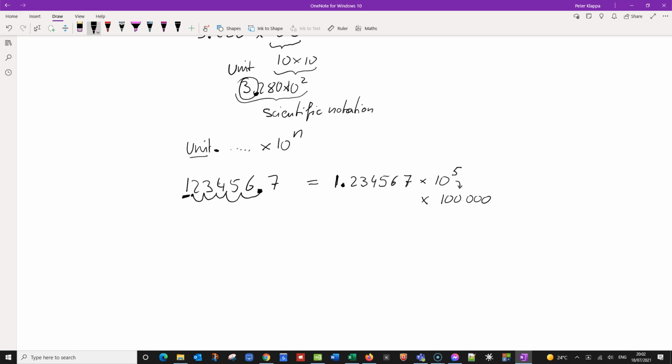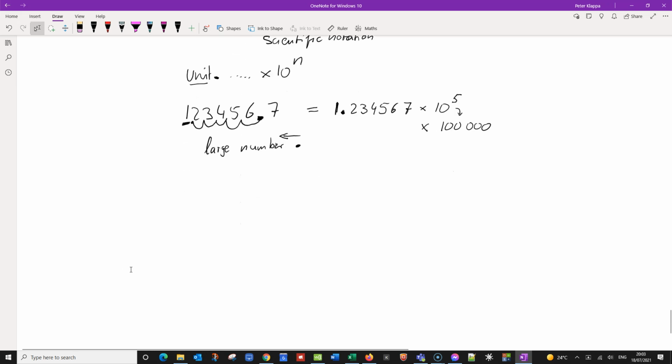So here, in order to find this for a large number, we move the decimal point to the left. So for a large number, the decimal point is moved to the left. And of course, you can imagine what we need to do.